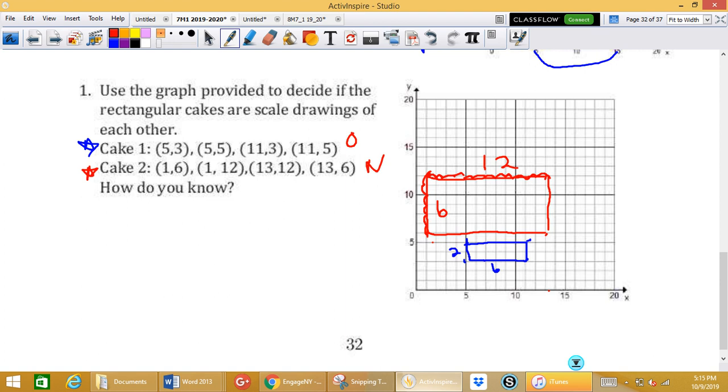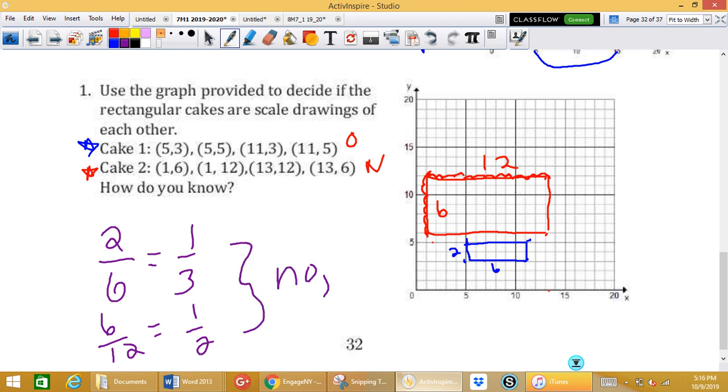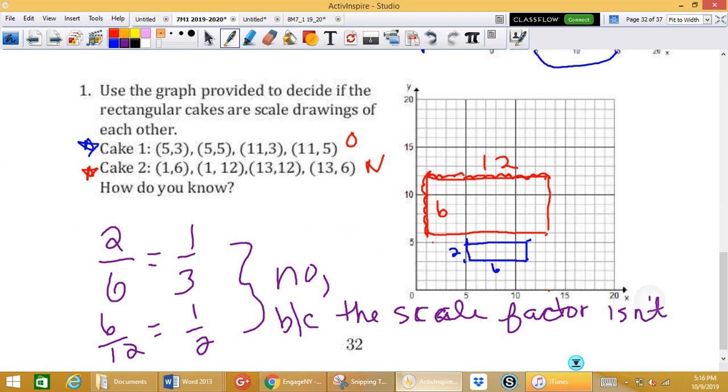So if I take the original, the blue one, 2 over 6 equals 1/3. And then if I do 6 over 12 that is equal to 1/2. So no, because the scale factor isn't the same for both dimensions.